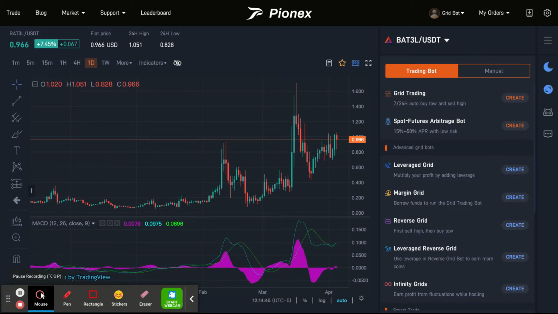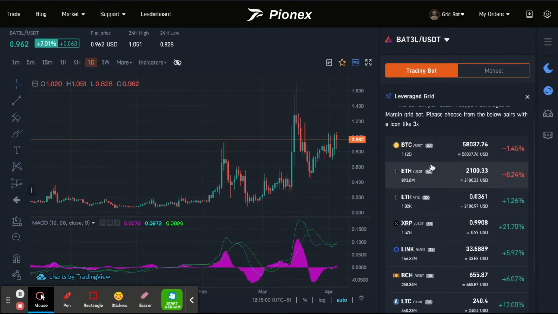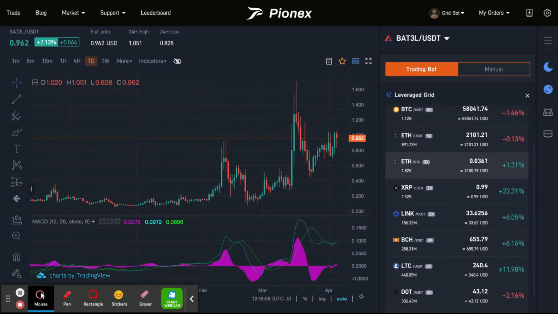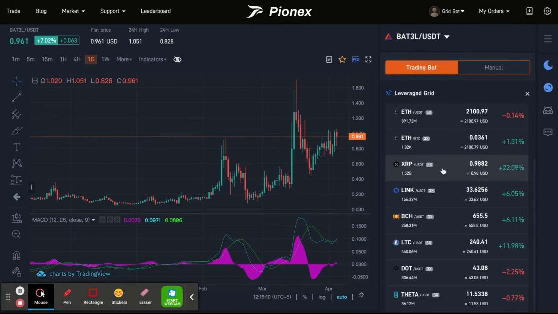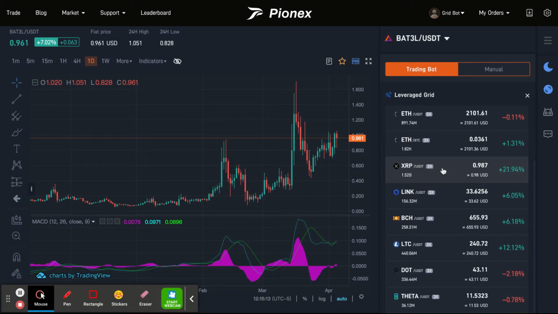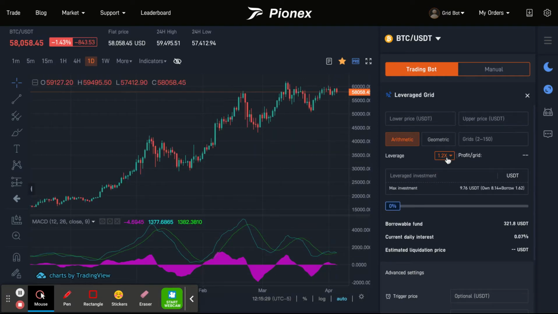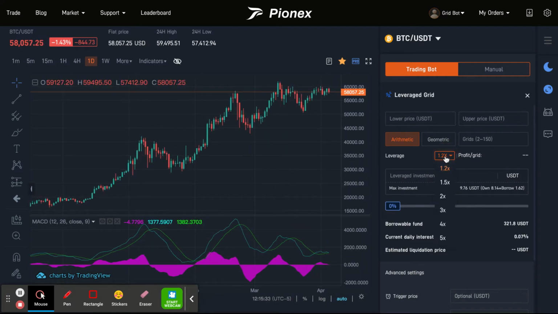I'm going to talk you through what a leverage grid looks like. So again, what I want you guys to do is, we're not talking leverage tokens, we're talking about using leverage. So create. These are all of the pairs that you can use. You can do BTC, ETH, XRP, Link, BCH, LTC, DOT, and Theta. You can adjust what you actually want to use. The highest that you can go is five times, but you can also adjust it right here. The lowest that you can go is 1.2.